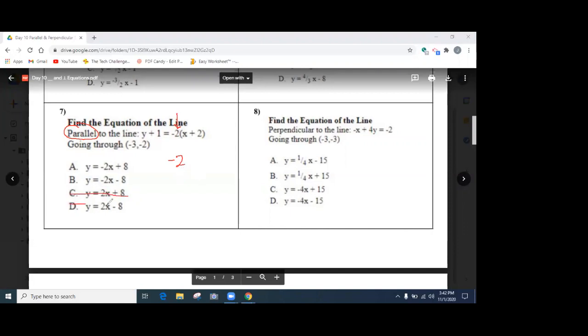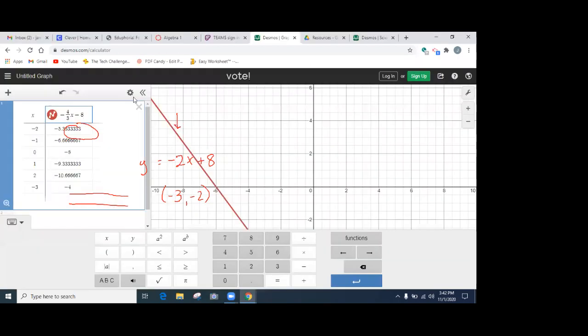Well, it's not C and D. And so it's got to be one of these two right here. So we're going to go type these in. So I'll type in -2x plus 8. And then the point I'm checking is -3, -2. Okay, so let's go see what we got here.